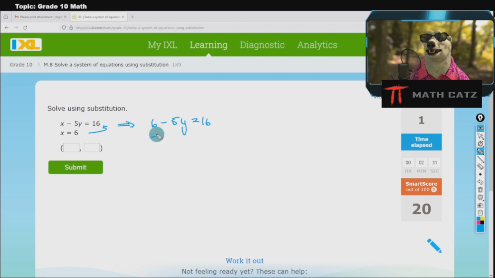So I can subtract 6 on both sides to get -5y equals 10. Then I'm dividing by -5 on both sides to get y equals -2. Plug that in, and hopefully the next one will be a little bit more general. X is 6, we know, given to us directly from one of the equations, which is very nice, just to get used to things. And y we found as -2.